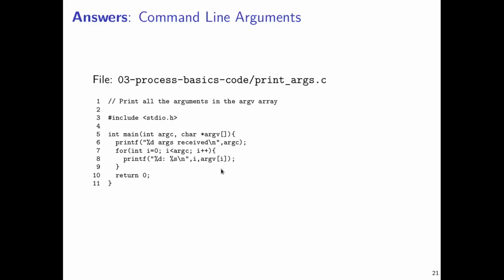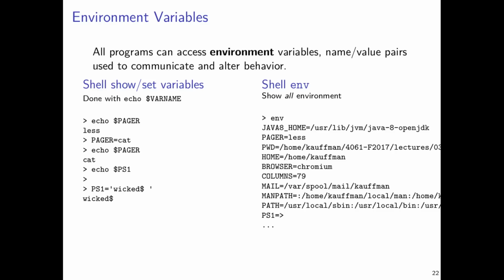Pretty elementary C program. What gets more interesting is trying to process those command line arguments to, for instance, populate variables, like I'm looking for an input file and it's named on the command line, or I'm looking for a sequence of options that can change the behavior of my program. The other main mechanism to communicate information to a program immediately is through environment variables.